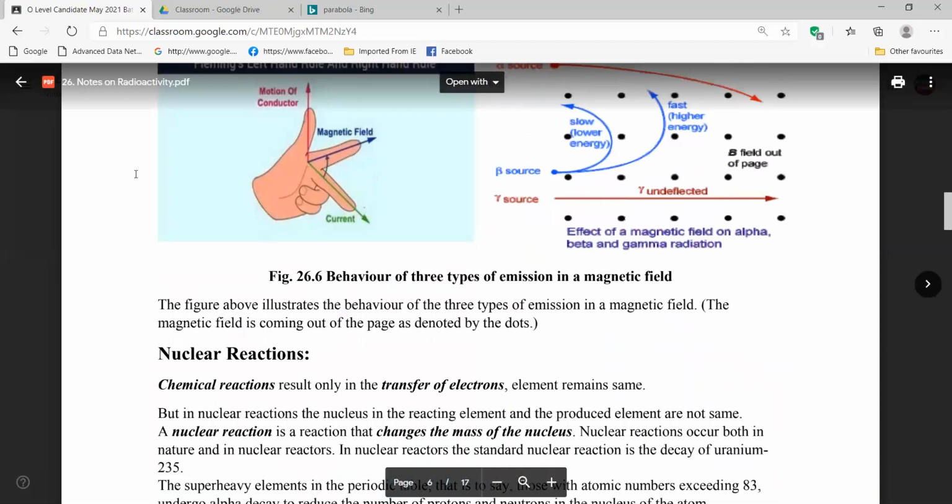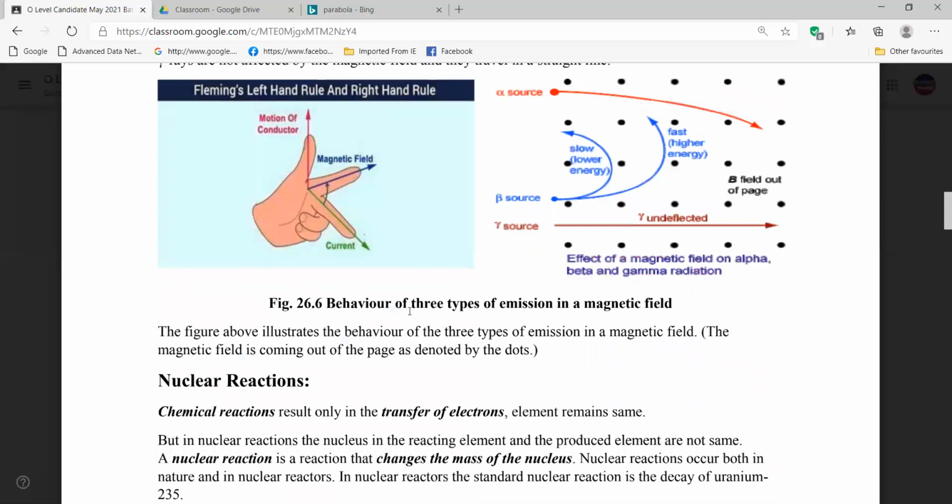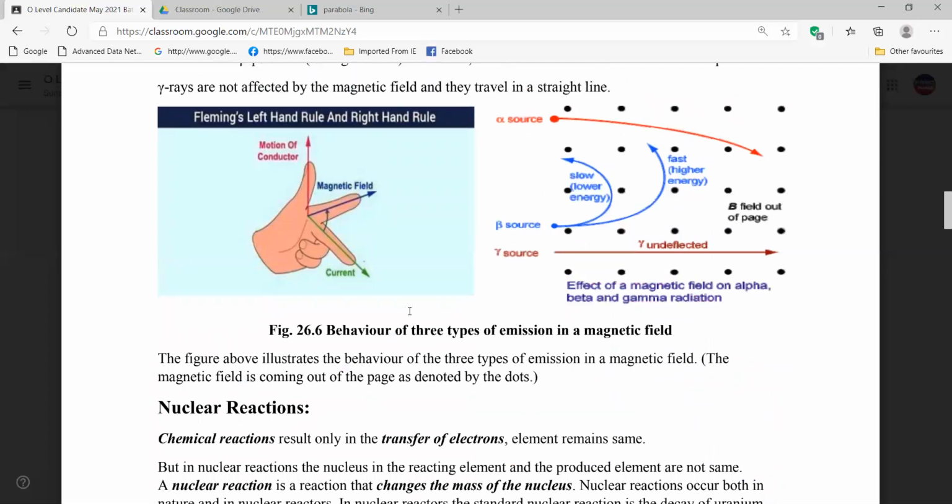Then continue this part also, the figure. The figure above illustrates the behavior of the three types of emission in a magnetic field. The magnetic field is coming out of the page as denoted by the dots.